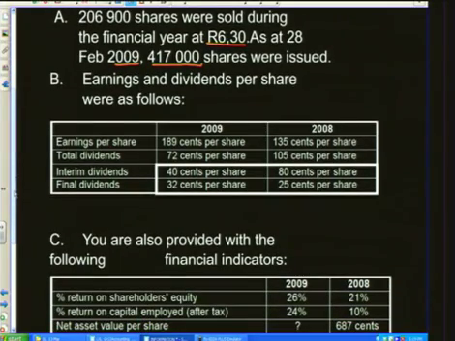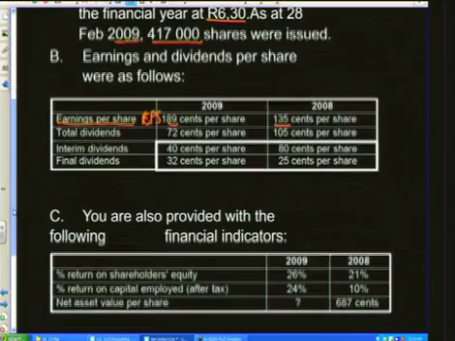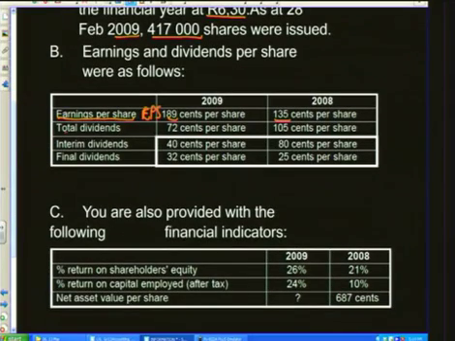So they've already calculated the earnings per share, EPS, for 2009, which is given to me, and then 2008 as well. Then I am also given a breakdown of total dividends for the financial year. Again, total dividends will be my dividends per share: 2009, 72 cents per share, 2008, 105 cents per share.